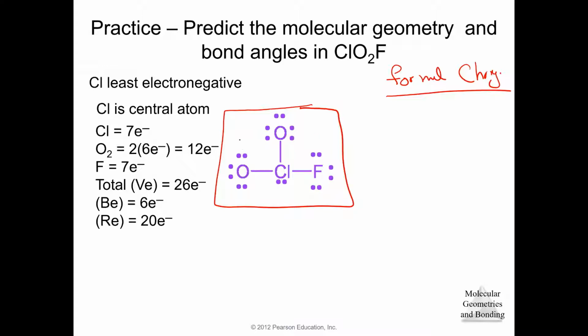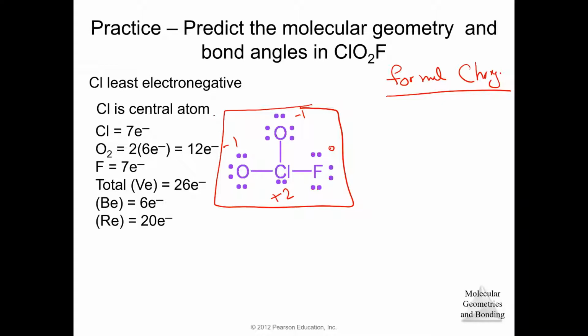As it is, the formal charge of this one is -1, -1. What about this one? 1, 2, 3, 4, 5, 6, 7. Right? What is the formal charge of fluorine? 0. What's the formal charge of chlorine? +2. So the atom is not an ion, it doesn't have any charge, so everything is okay.